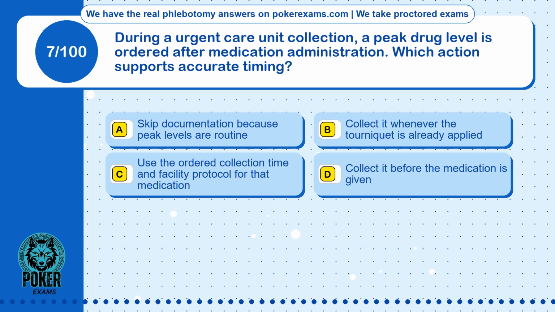Question 7. During an urgent care unit collection, a peak drug level is ordered after medication administration. Which action supports accurate timing? Option A. Skip documentation because peak levels are routine. Option B. Collect whenever the tourniquet is already applied. Option C. Use the ordered collection time and facility protocol for that medication. Option D. Collect before the medication is given.